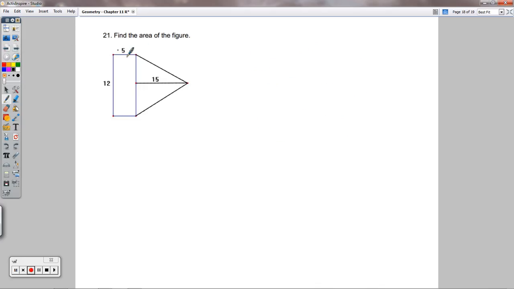21. Find the area of the figure that you see here. So I see a triangle, the black part, and I see a rectangle, the blue part. So the area of the figure in this one, I'll say the whole thing will be in green, will be the blue part, the area of the rectangle, plus the black part, the area of the triangle.